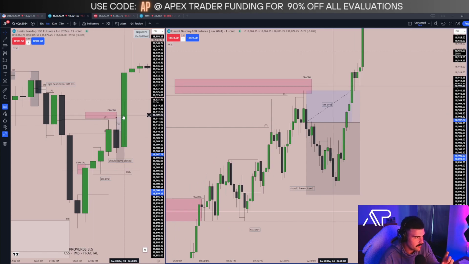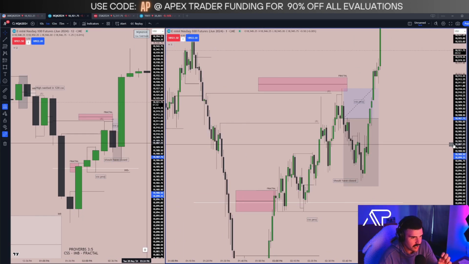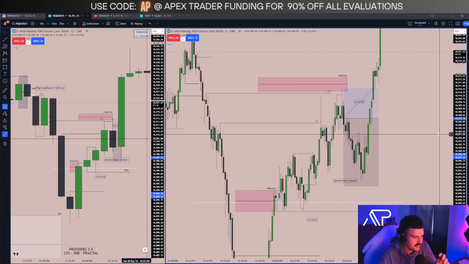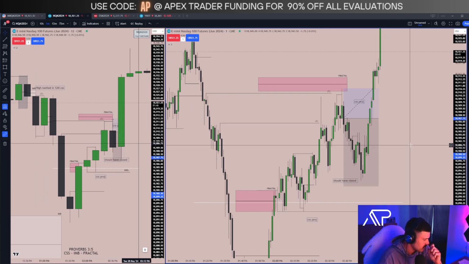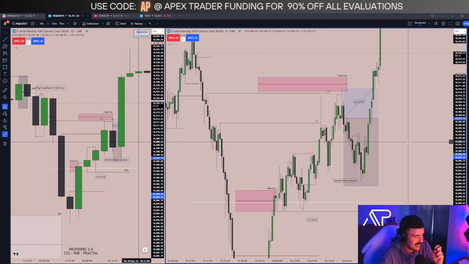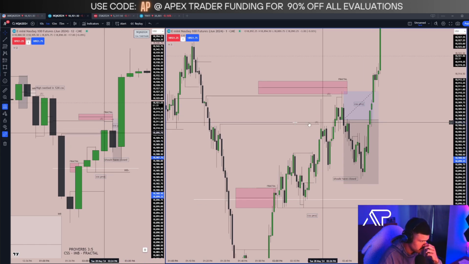But this is the last setup I want to talk about, and where I kind of went wrong here. It was actually because I didn't have the CSS projections plotted on here, because I was a little too fixated on the equal lows. But I want to talk about it too, because it was still, in my opinion, a good quality scalp. I did get stopped out for break even on this one.